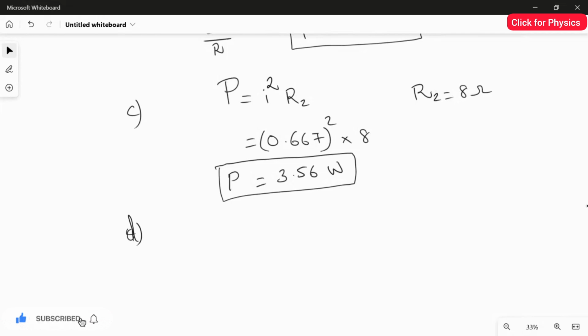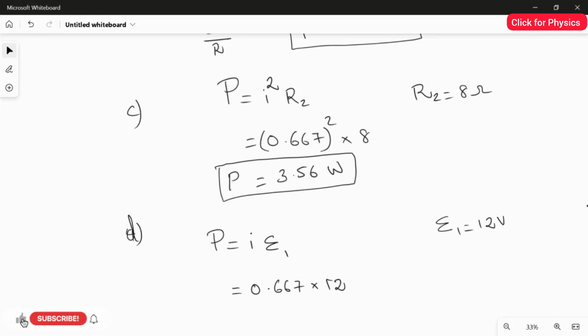So energy transfer rate in battery 1 is equal to P, which is equal to the current multiplied by the EMF of the first battery. So what is the current? As we already found in the first part, the current takes the value of 0.667 multiplied by our EMF of the first battery. So what is the EMF of the first battery? Which is 12 volt, right? So multiplied by 12. So let's see what is the answer. 0.667 multiplied by 12. I got the answer here as 8 watt.